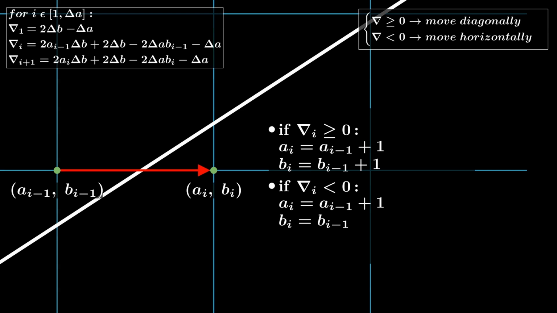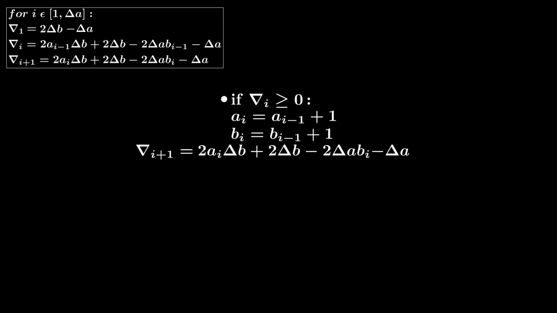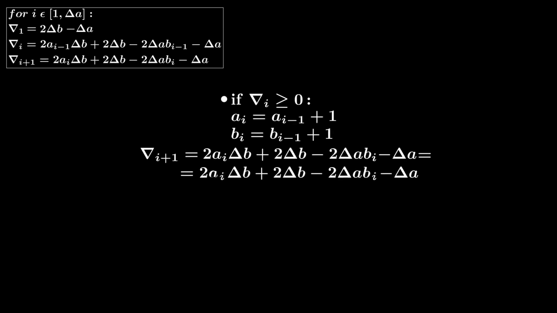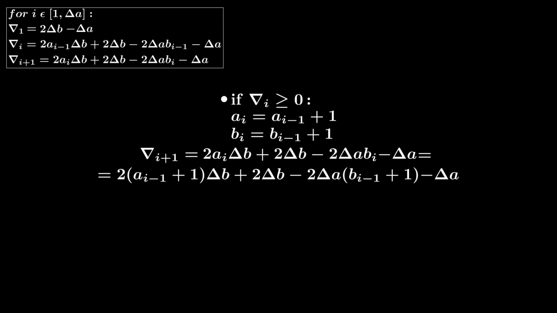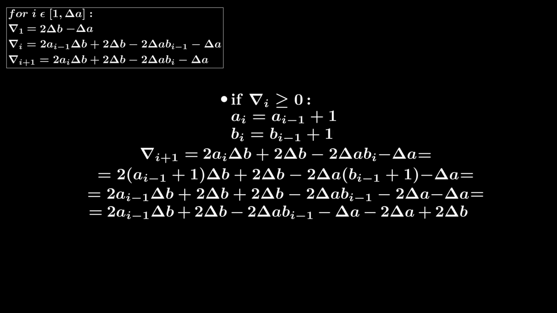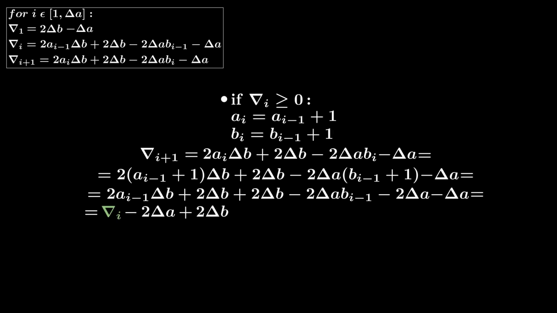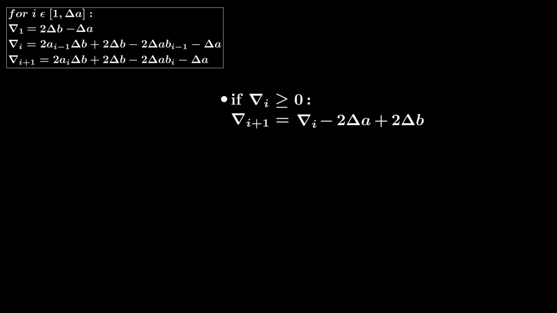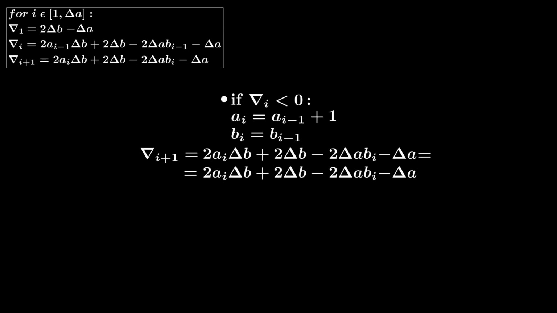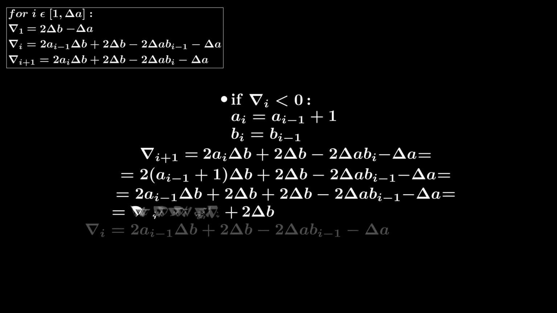This means that we can substitute diagonal and horizontal movement with the sign of nabla. After doing that, let's look at every condition separately. We already know the relationship between the current coordinate and the one that came before it, and we can fill that information into the equation for the nabla that determines our next move. We can further simplify the equation to see something interesting pop up. After some rearrangement, we see that a big part of the equation is just the value of our current nabla, so we can substitute this whole part for nabla I. And the same can be done for the other condition, only now, because we don't add 1 to the vertical coordinate, we don't have minus 2 delta A in the equation.